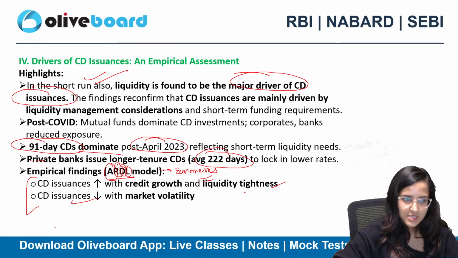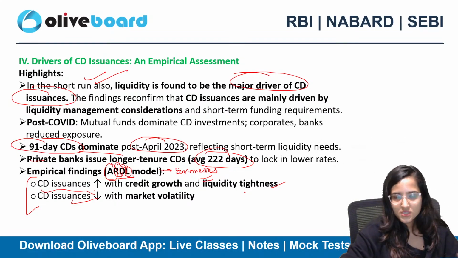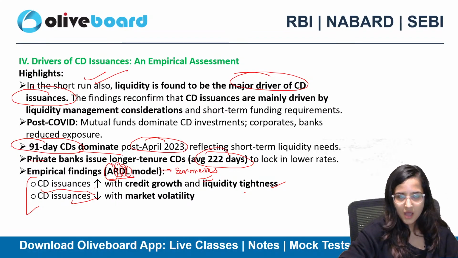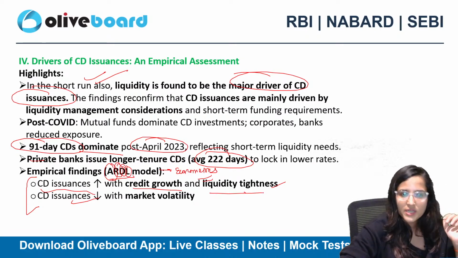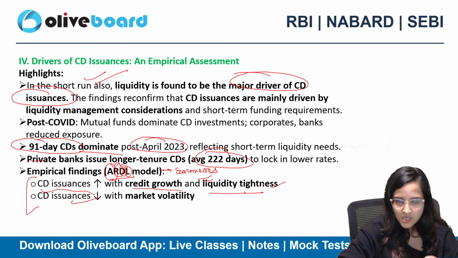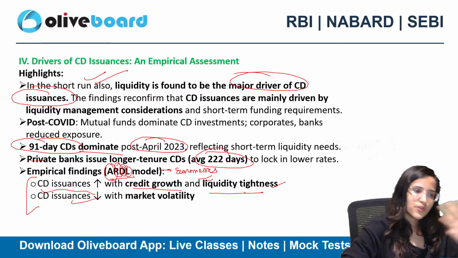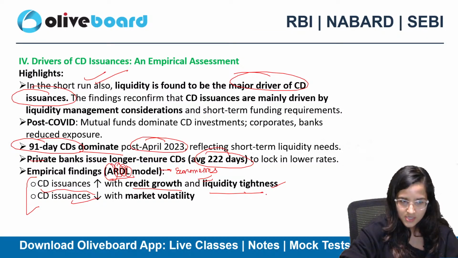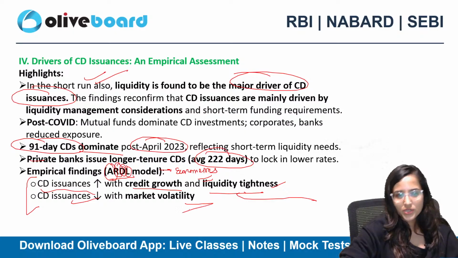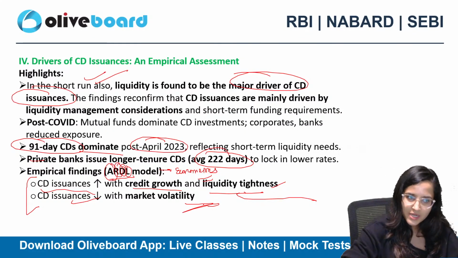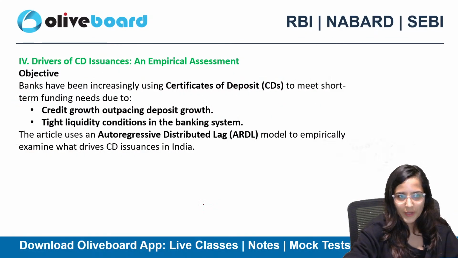So what we've seen is that when the certificate of deposit issuances are increased, they are increased with credit growth and liquidity tightness. So as your liquidity is reducing, credit growth and liquidity tightening is happening, so certificate of deposit issuances are increasing and they decrease with market volatility. If market volatility is increasing, then CD issuances are decreasing.